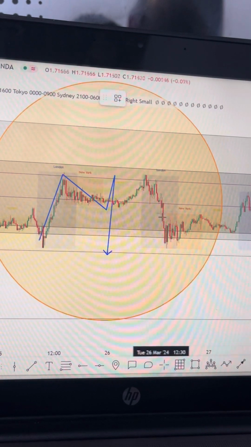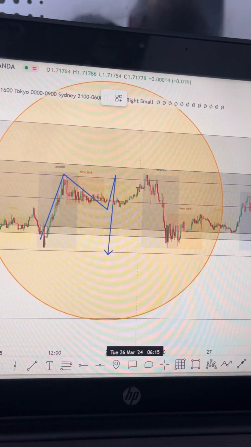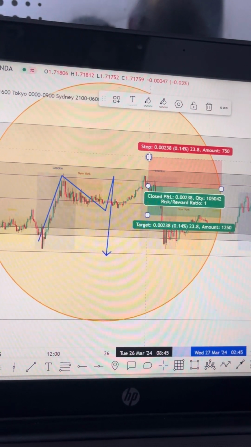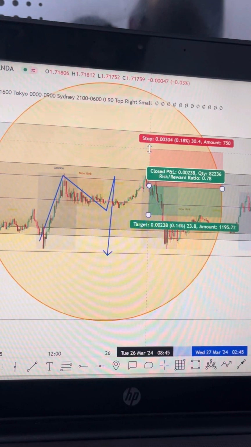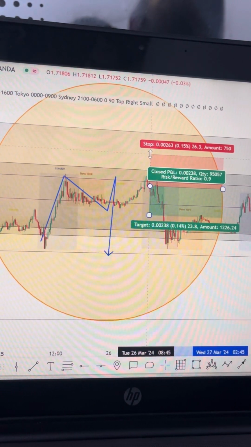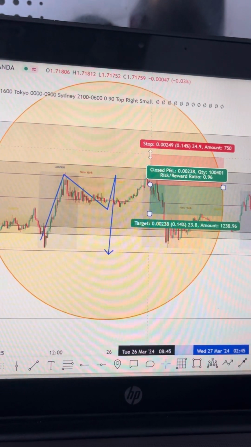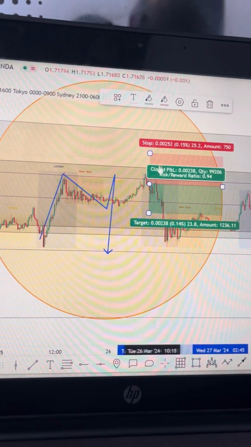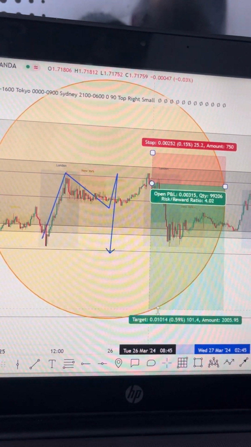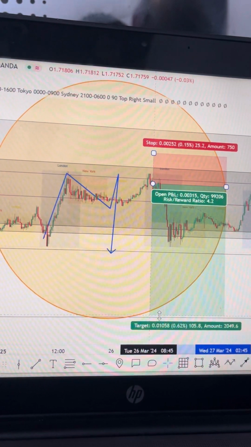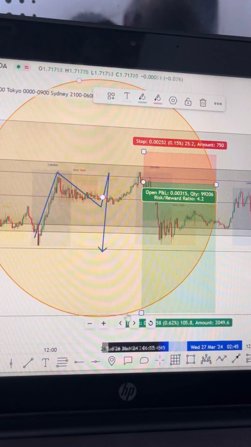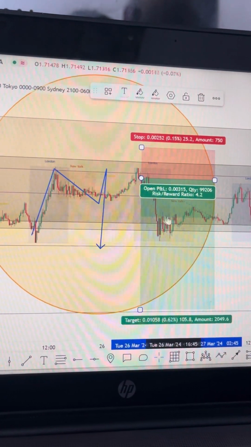I took my sell. Remember, I was looking for a sell opportunity all this while. I took my sell from here, and my risk was about 25 pips. Remember, risk is the amount you are willing to lose in the market if the trade goes against you. My risk was 25 pips, and my target was this place, about 105 pips. So this was the trade.